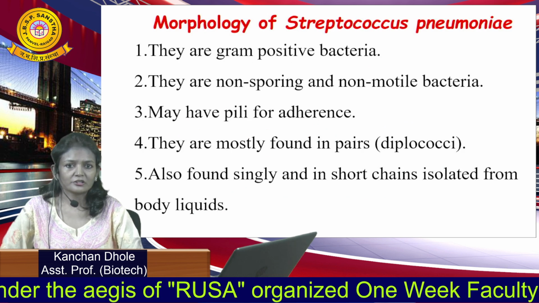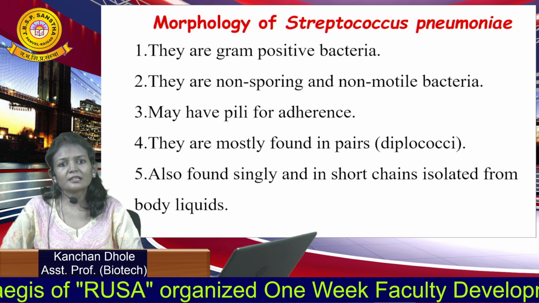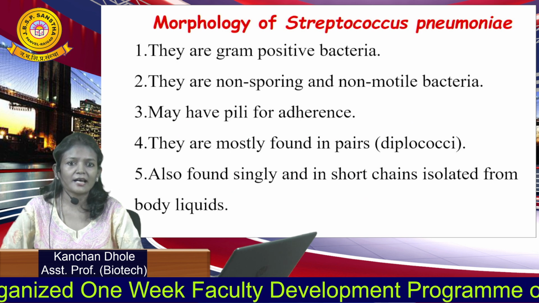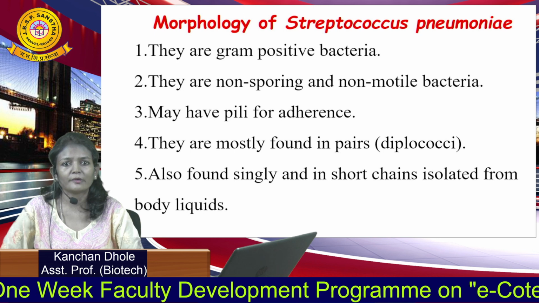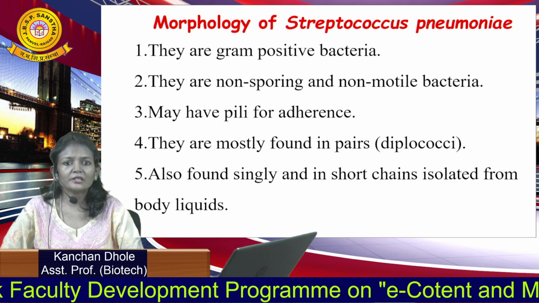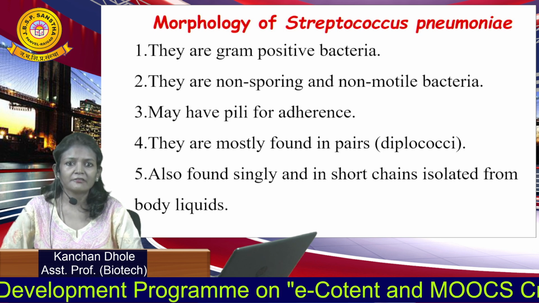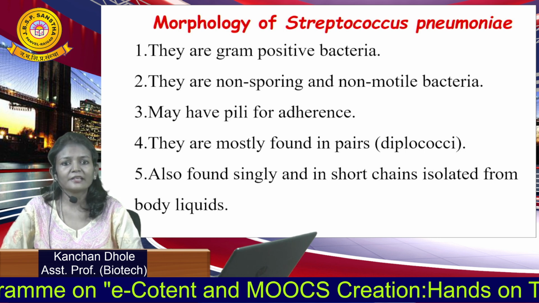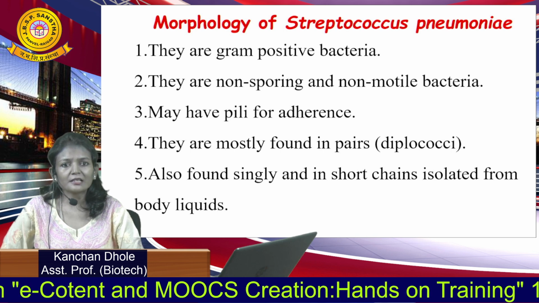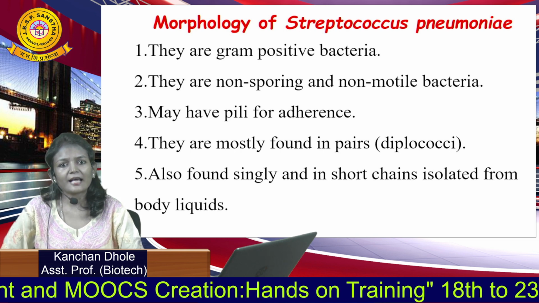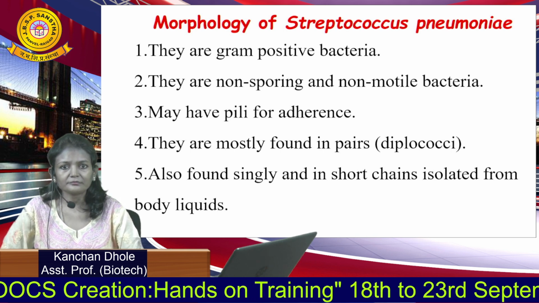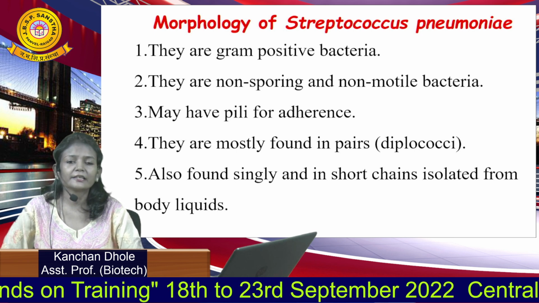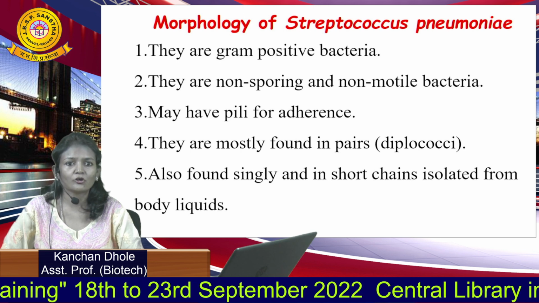They are gram-positive bacteria. Now, bacteria are classified according to gram staining, which was developed by Christian Gram. He divided the organisms into two categories, gram-positive and gram-negative organisms. So Streptococcus pneumoniae is a gram-positive bacteria. They are non-sporing and non-motile, so they cannot move.